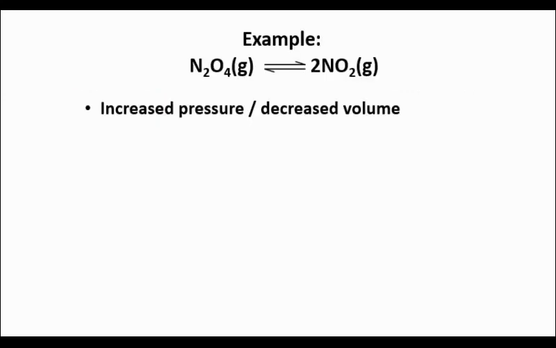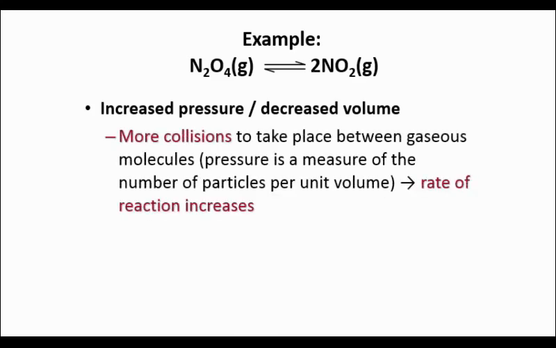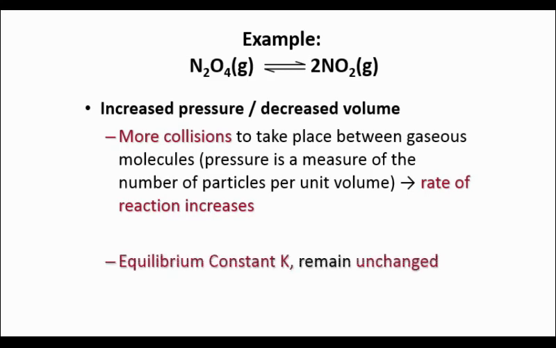From the example before, we can relate it to N2O4 becoming 2NO2. When we increase the pressure or decrease the volume, more collisions will take place between gaseous molecules. As pressure is a measure of the number of particles per unit volume, the rate of reaction increases. However, the equilibrium constant will remain unchanged. We already looked at before that the equilibrium constant changes only with changes in temperature.